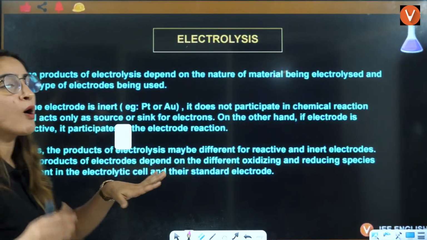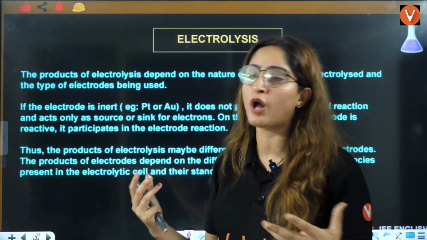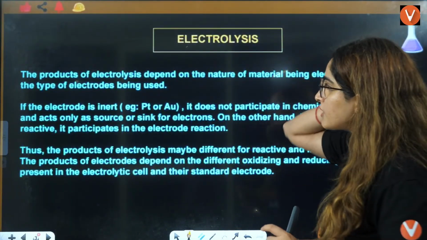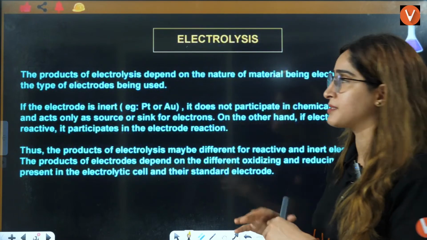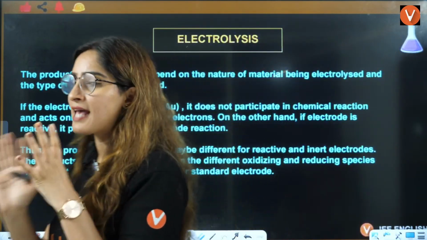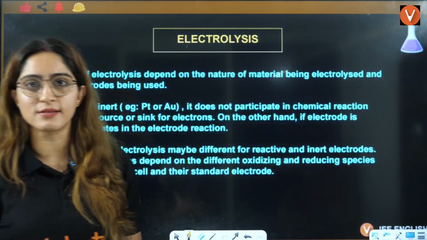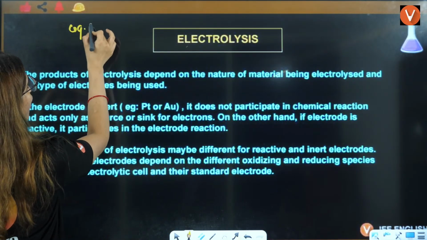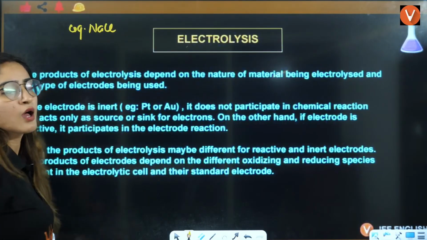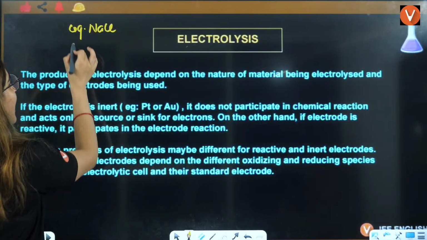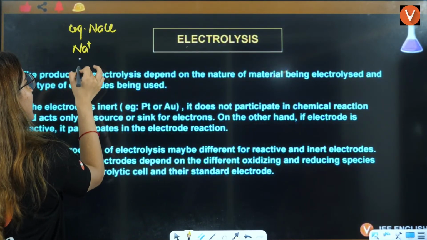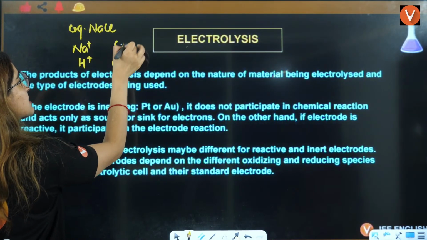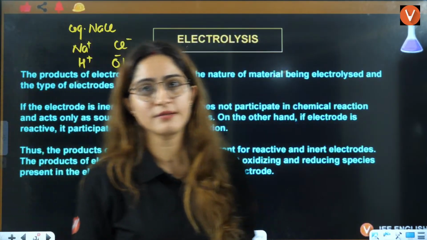So let's talk about how you define the product of electrolysis. See, I'll give you an example of why we are discussing this. If you talk about an aqueous solution of NaCl, what does it have? It has Na positive, it has H positive from water, OH negative from water, and Cl negative, right?